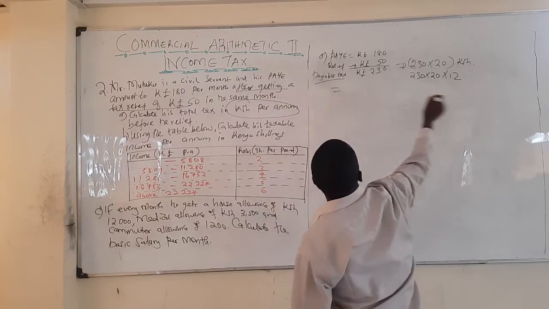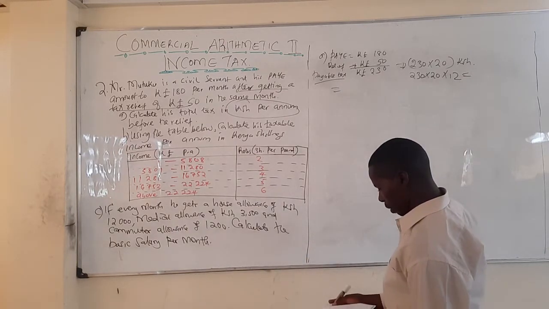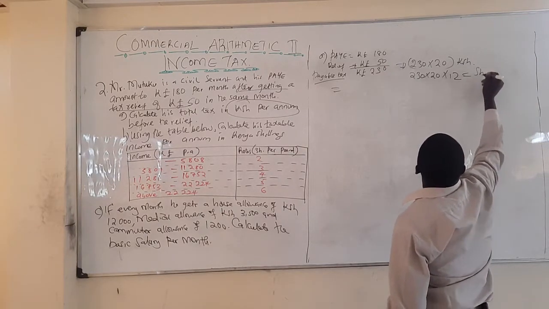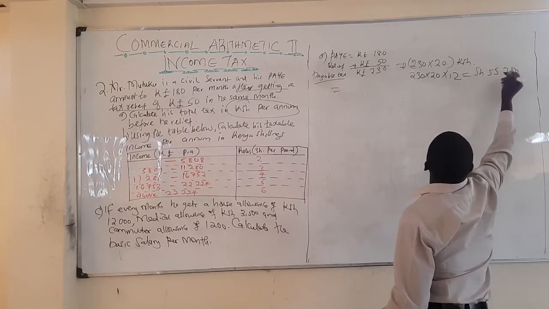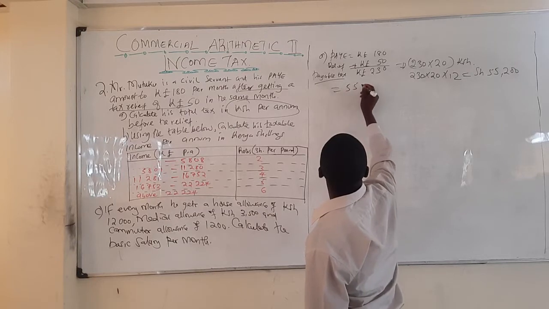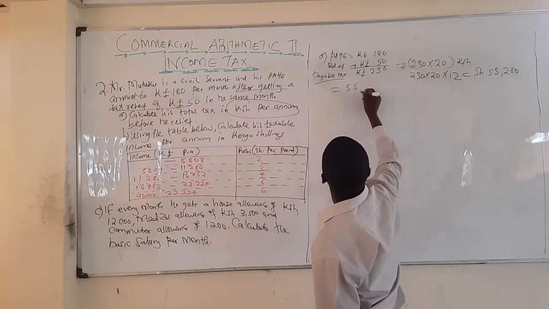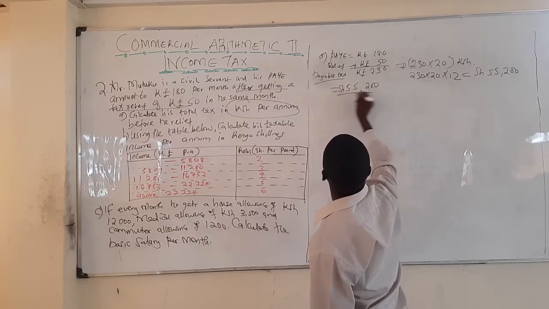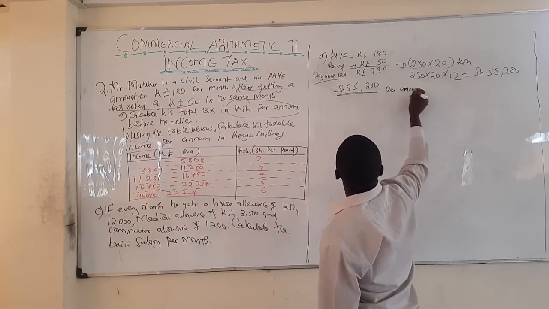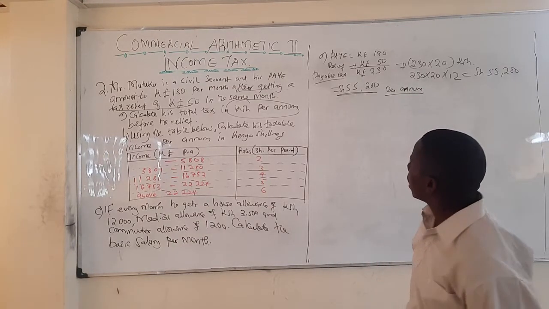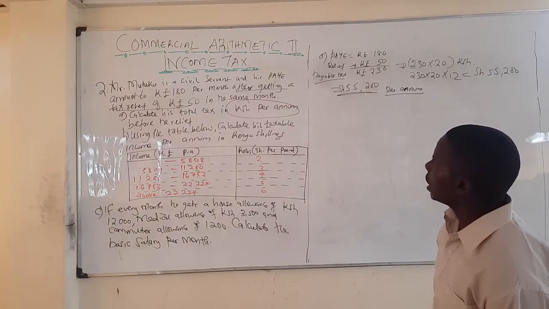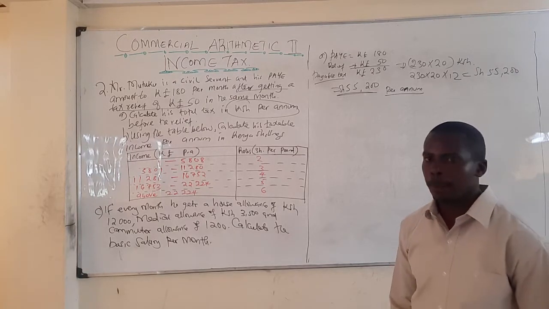When you multiply this, you are going to find that you have 55,200. So the payable tax is 55,200 shillings per annum, or per year. So in that year, this is the tax that this person was supposed to pay. So let's look at number B now.